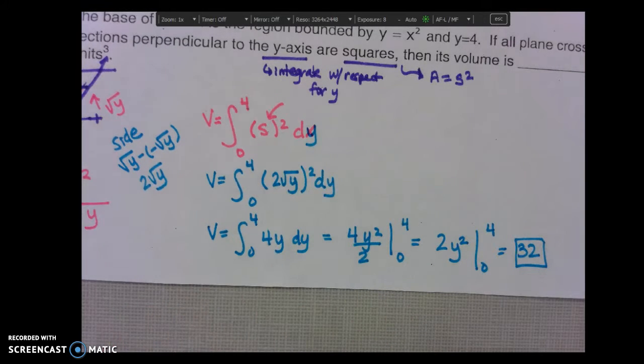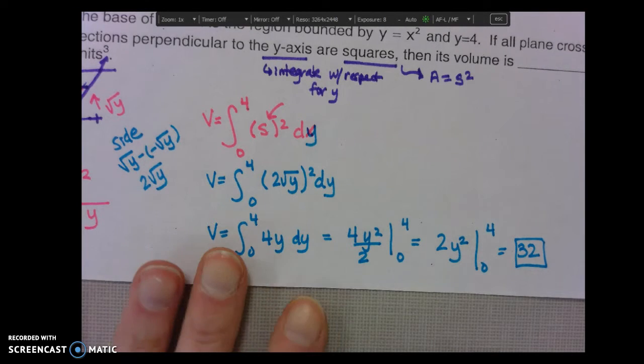So again, the whole idea behind all of this is just being able to figure out, what are you integrating with respect to? What is the length of the side of the figure that you are trying to find? And do you know the formula for that basic geometric area?